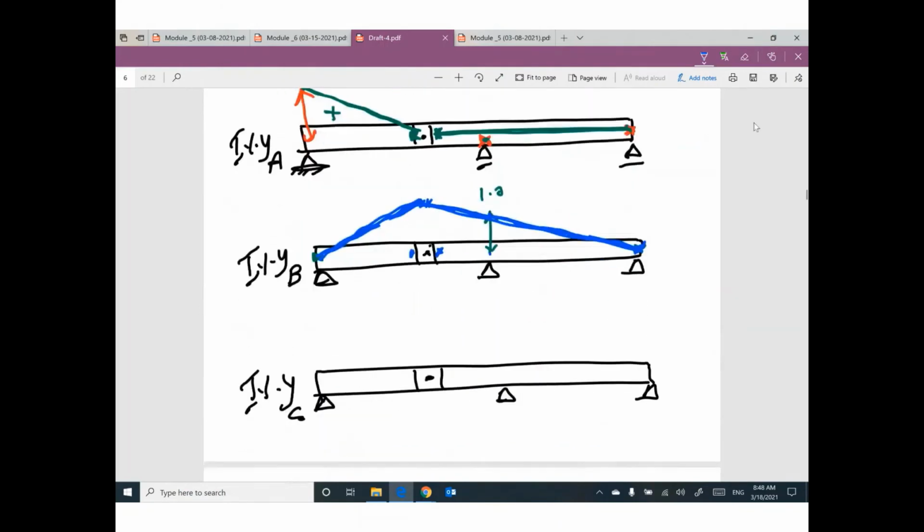Influence line for YC, push support C up by 1. Any other support without movement. Let's see. If this point moved up and this point as it is, this part of the beam must remain straight. It will be like this. This side of the connection moved down, the other side will move down, so the new position of this part will be like this.